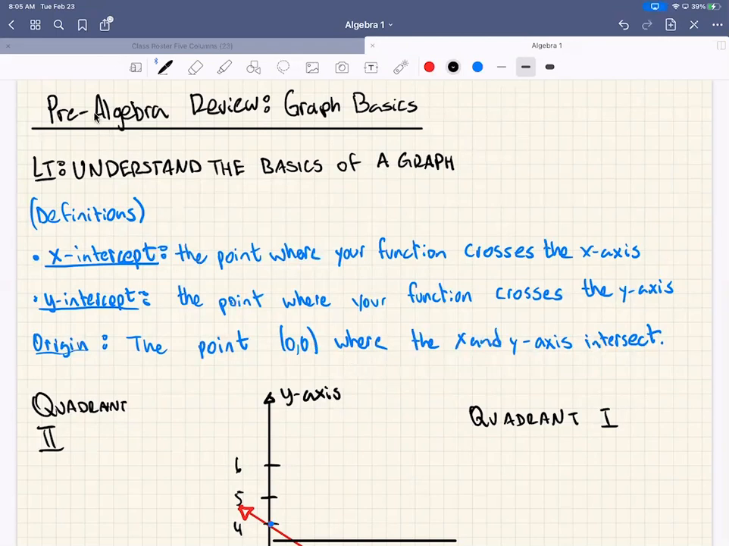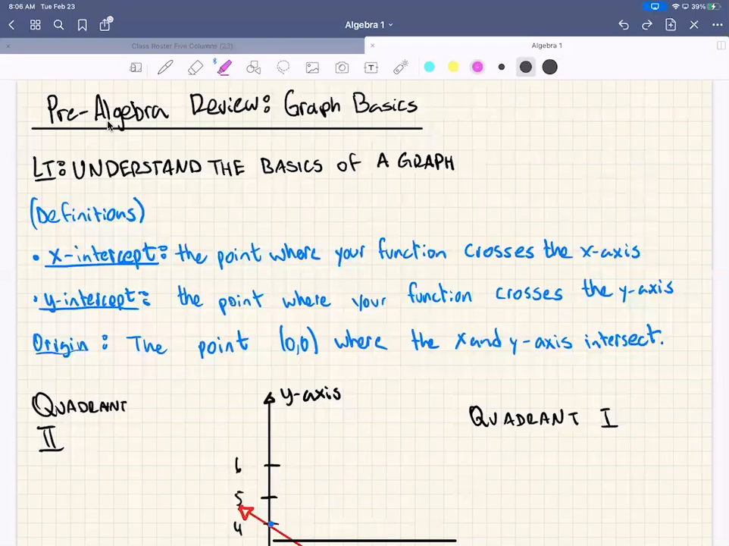Today we're going to be reviewing some pre-algebra stuff. We're going to be reviewing the graphing basics, basically. So graph basics. Give me one second. I need to find my screen. All right. So our learning target is understand the basics of a graph. Now we're just gonna jump right into it. We have some definitions that I gotta cover.